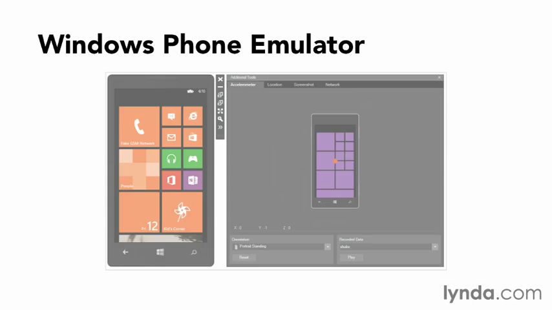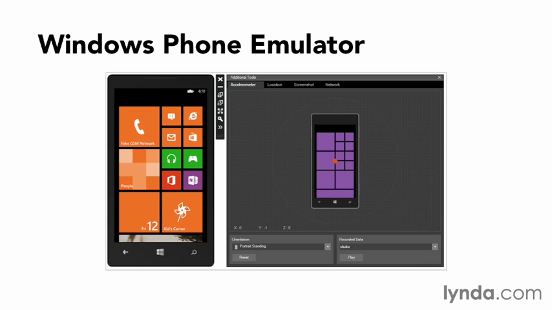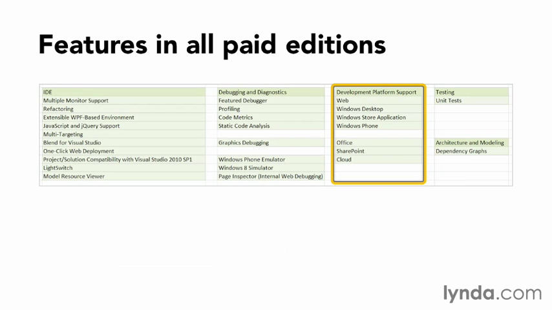There is also a phone emulator included in the toolset. It simulates the Windows RT runtime environment with the matching small screens. Plus, it includes tools for simulating multiple touchpoints, tilt, and phone location. On the right side of the table, you can see a list of all the project types supported in the paid editions. You can create apps for the web, the desktop, for Microsoft Office and SharePoint, and even the cloud.